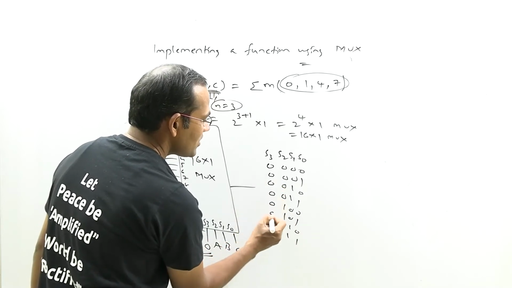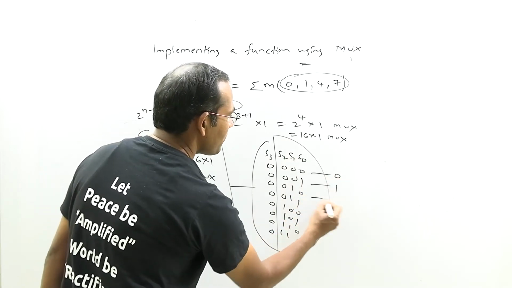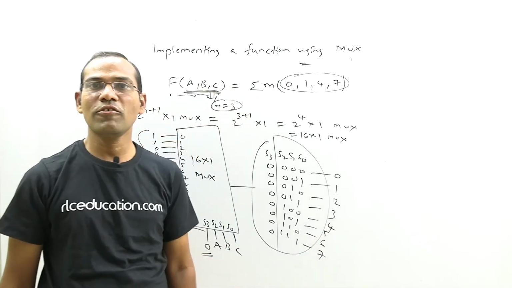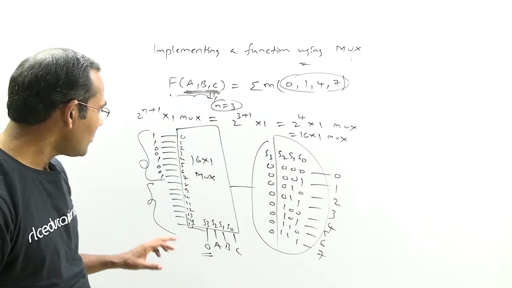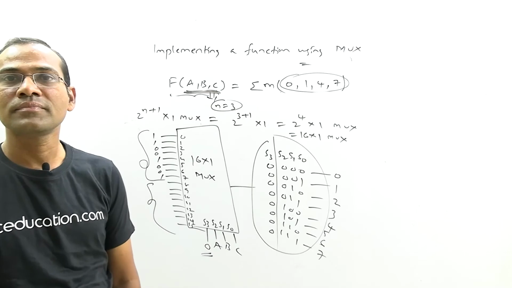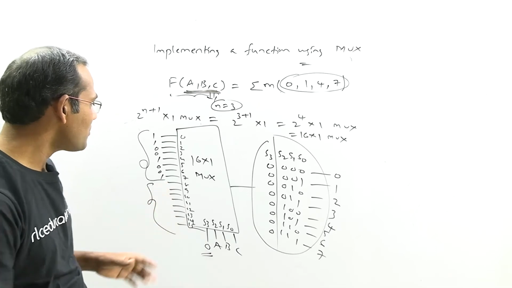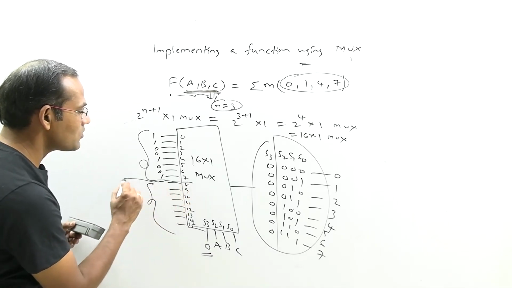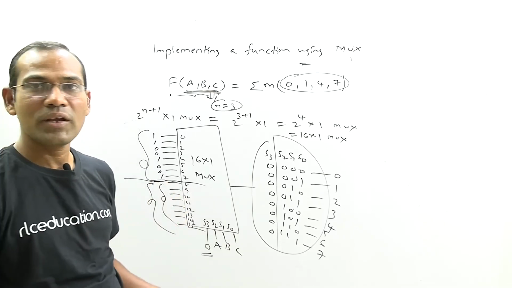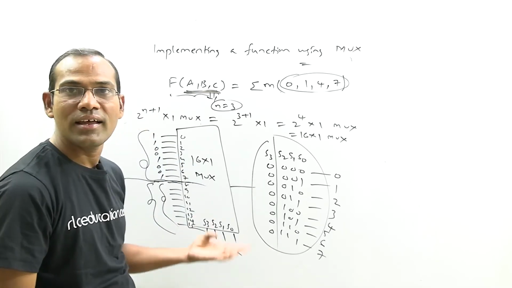Only these combinations are applied to this mux. That is, 0 to 7 are applied to this mux. Remaining combinations are never applied. So that's why don't bother about the 8 to 15 input terminals. Whether you give 0 or 1 here, it doesn't matter. Just think up to this point, up to 7. Whether you give 0 or 1 here, it doesn't matter, because those combinations never come here.